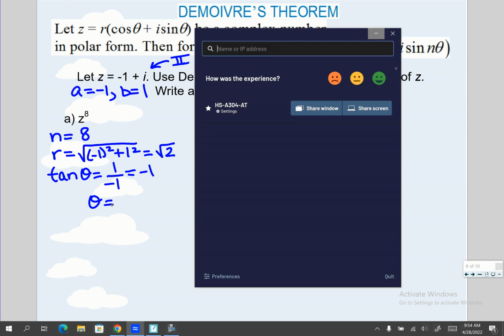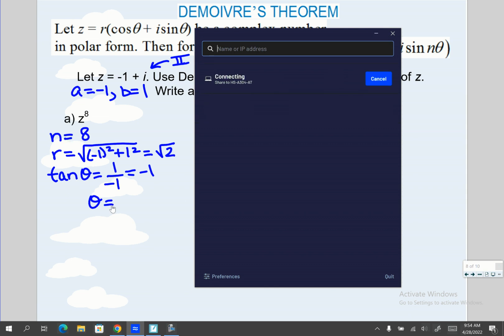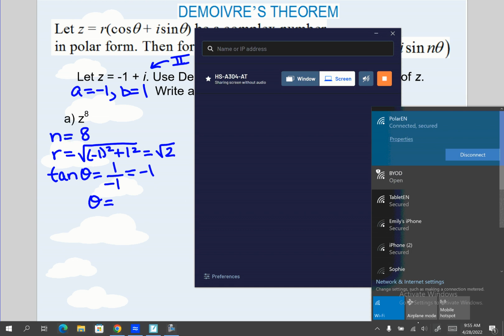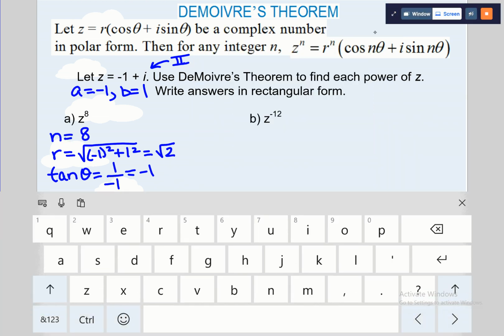My internet went out. See, mine did it too, Brody. 135 is right. Let's see if that wants to... There we go. It reconnected.